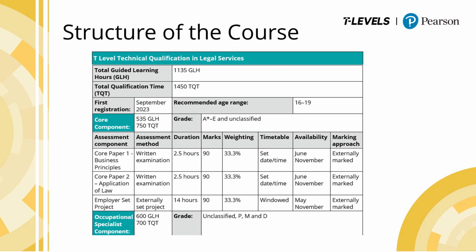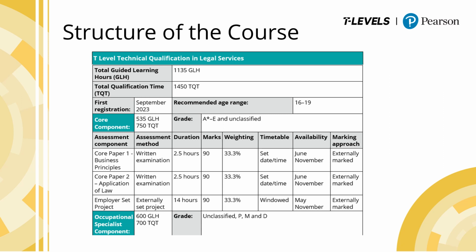There are 3 occupational specialist components in this technical qualification. Each are 600 guided learning hours. Students undertaking the T-Level Legal Services qualification will choose one single specialism. The occupational specialist components are OS1, Legal Services Assistant in Business, Finance and Employment, and OS2, Legal Services Assistant in Crime, Criminal Justice and Social Welfare. Also, coming in 2024 is OS3, which is Legal Services Assistant Private Client, which will include family law, conveyancing, property law and probate.